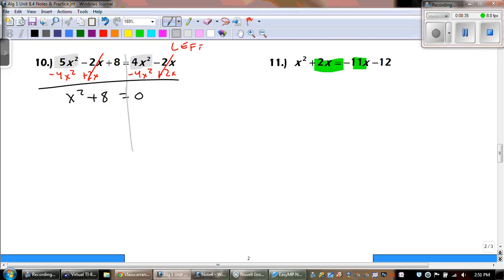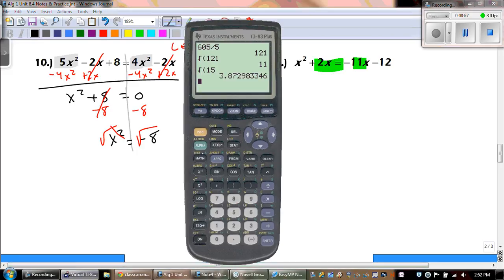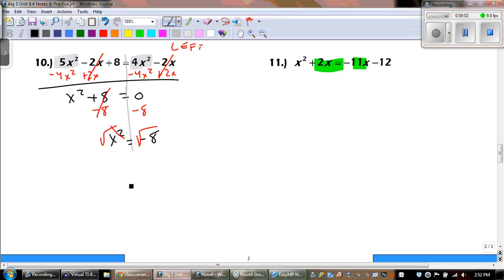Okay, well now let's do SADMAP. So I have to subtract the 8 to the other side, and I get x squared equals negative 8. So I'm going to square root, but can I take a square root of a negative? No. And if you don't believe me, check your calculator. Up, no real solution. So this one is no real solution.